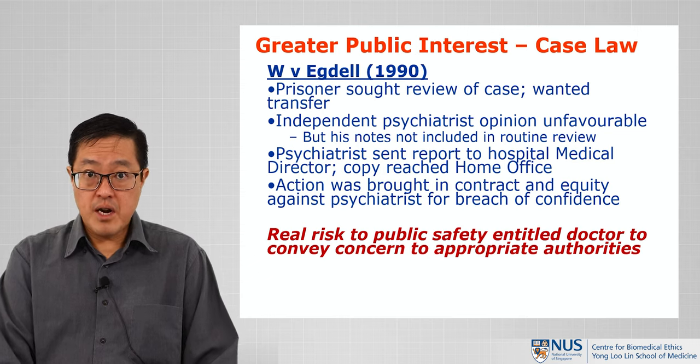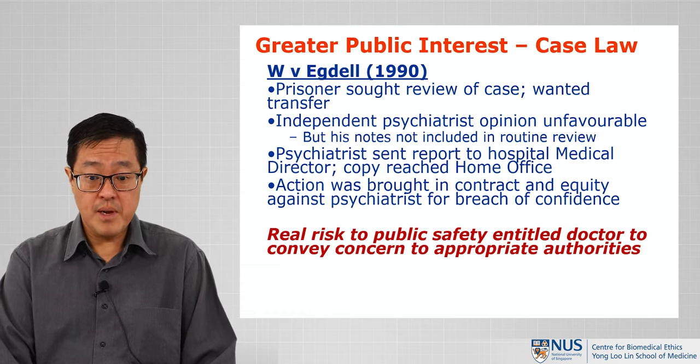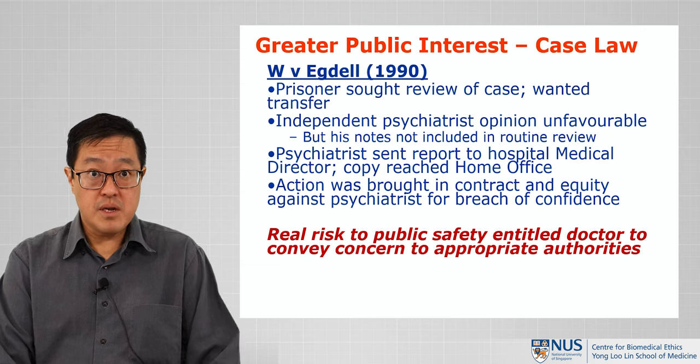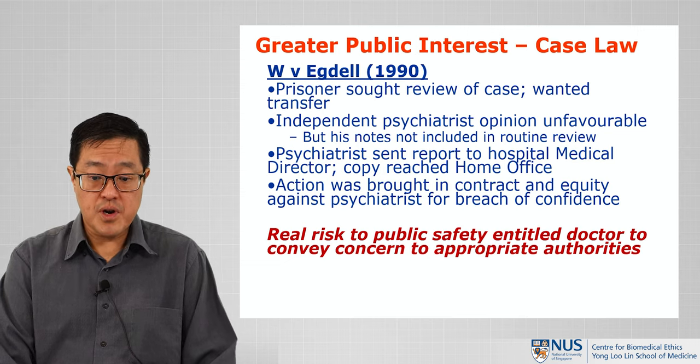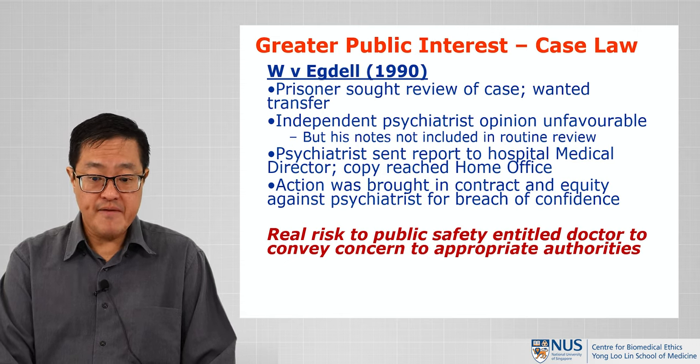The psychiatrist found out about it. He felt that this person was a danger, or still presented a danger to the public. So he sent the report to the hospital medical director, copied to the Home Office. When the prisoner found out, he was of course angry, and action was brought in contract and equity against the psychiatrist for breach of confidence. But essentially, what the courts decided was that the real risk to public safety entitled the doctor to convey concern to appropriate authorities.